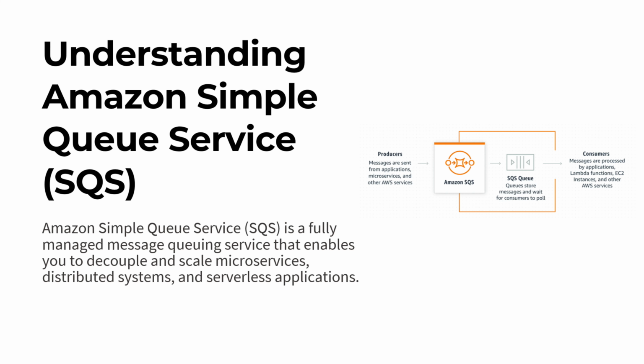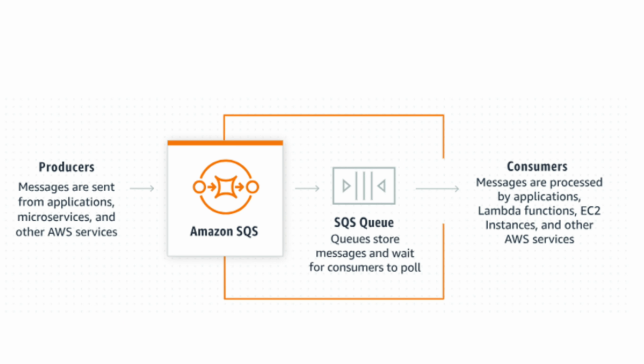In this video tutorial I will explain Amazon Simple Queue Service, or Amazon SQS. Amazon SQS is a fully managed message queuing service that enables you to decouple and scale microservices, distributed systems, and serverless applications.